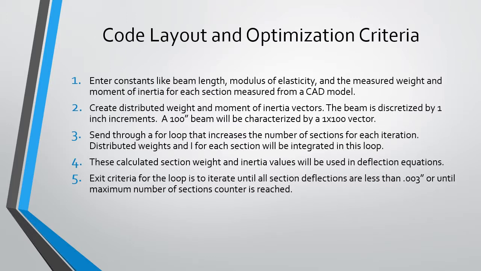The basics of my code are that you enter the constants like length or modulus of elasticity, and then I set up distributed weight and moment of inertia vectors. Then I send it through a for loop that increases the number of sections for each iteration, and each time it goes through this loop, the deflections will be taken on each of the sections. The exit criteria for the loop is that the deflection is either less than 3/1000ths of an inch or until the maximum number of sections has been reached.